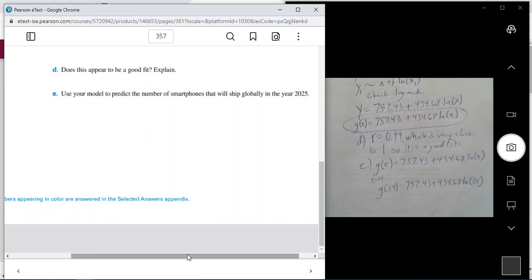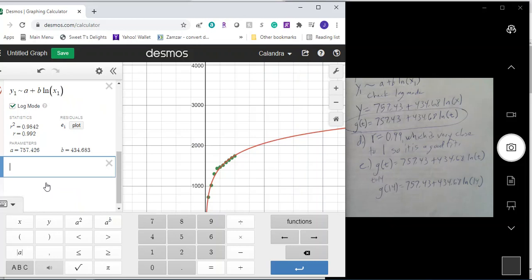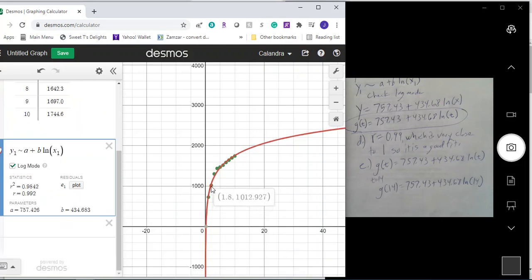Now we could put this in our calculator. Or, well, there's a couple things we could do. We could click on the graph here and then move this value here until we get to 14. And that would give us the value 14. If we round to one decimal place, it should give us 1904.6 for 14. But since we have our equation, we could substitute it in.